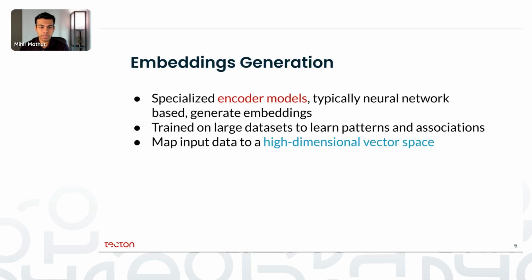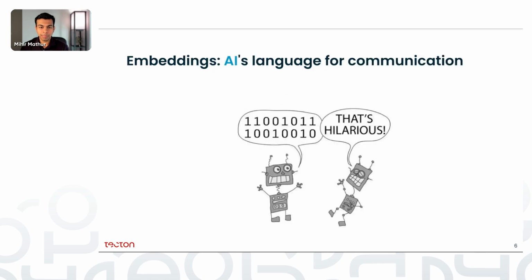So how are these embeddings generated? Embeddings are generated using specialized encoder models, which are typically neural network based. And those models are trained on large data sets to learn the patterns and associations. So these models will go over a large set of words, phrases, or images, or any other type of input that they have to encode, and learn the patterns and associations. And then they can map the input data to a high dimensional vector space. Another way of thinking about embeddings is that they're just the AI's language for communication. That's how AI understands what the semantic meaning is for different words.